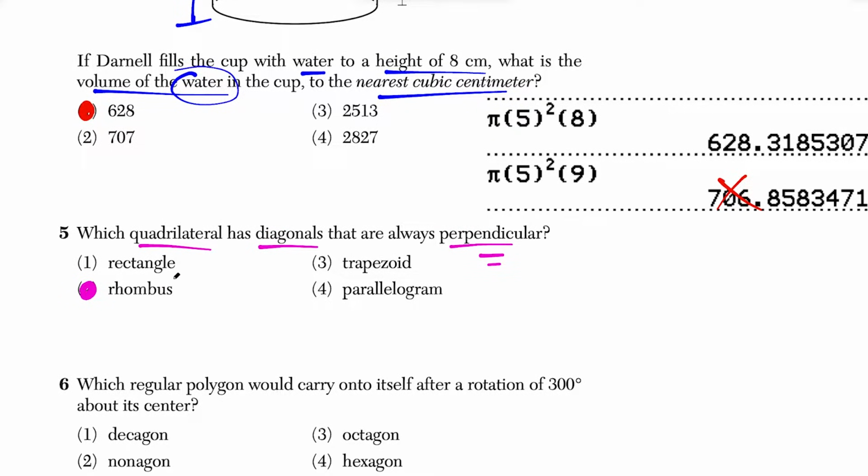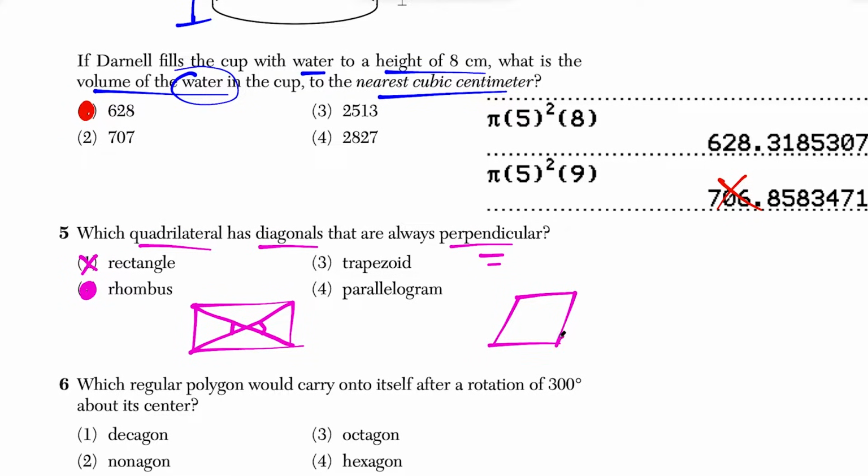But if you forget this, what you could do is draw out each shape. So let's start with the rectangle. So we have this rectangle over here, and right after we draw the rectangle, let's draw in the diagonals. And then we have to ask ourselves, are the diagonals perpendicular? And you can see here that these diagonals are not perpendicular. Notice that these two angles here that I'm marking off are acute angles. So one is out.